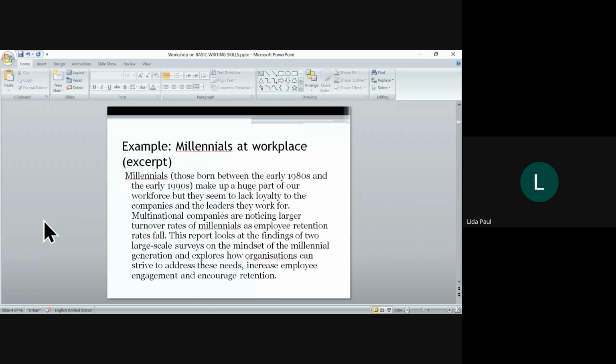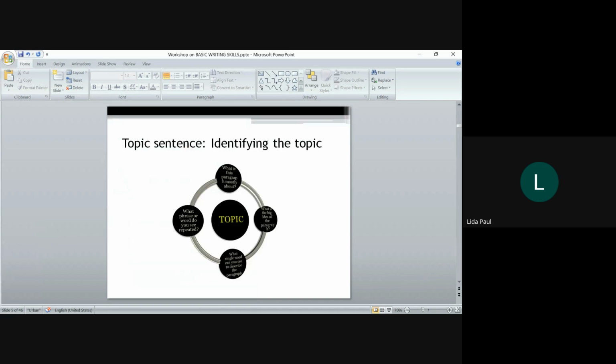What could it be? Something like millennials at workplace, or millennial behavior at workplace, anything, right? So if I ask you what this paragraph is about, then one of these is going to be your answer. So this is what this also points at: what is that single word or phrase that you can use to describe the paragraph?